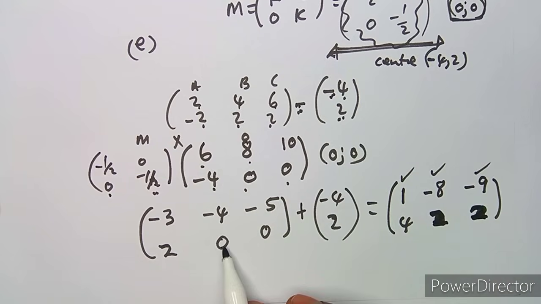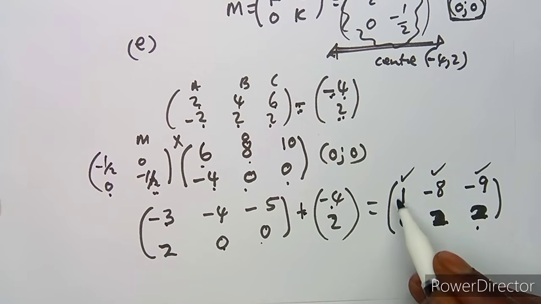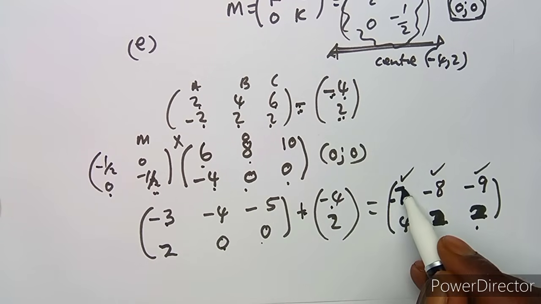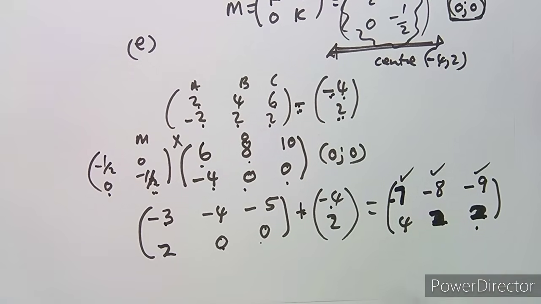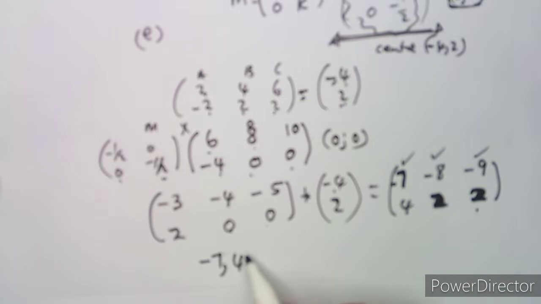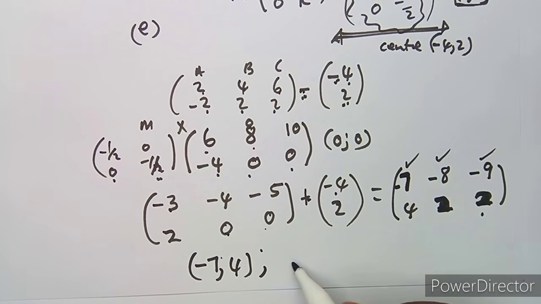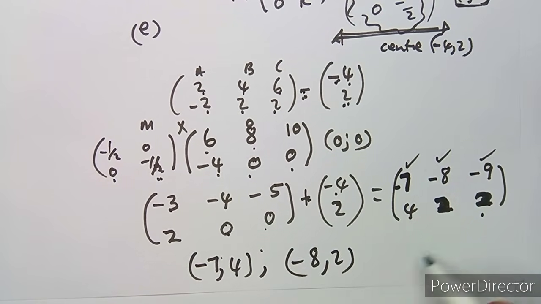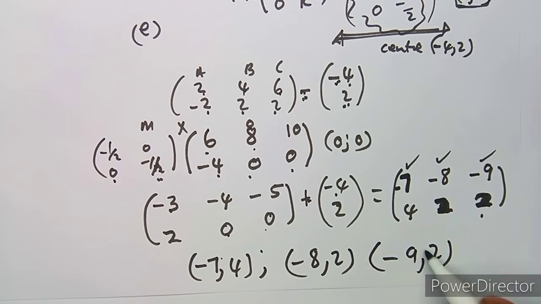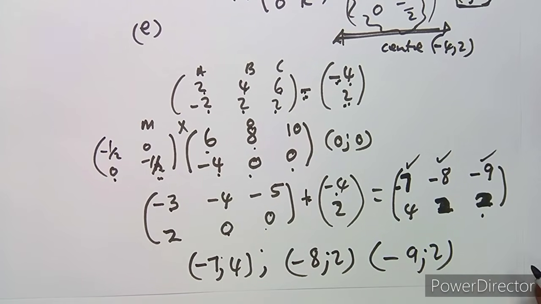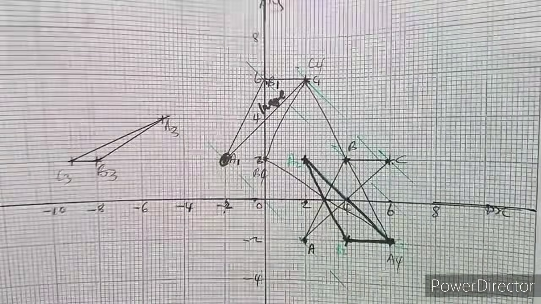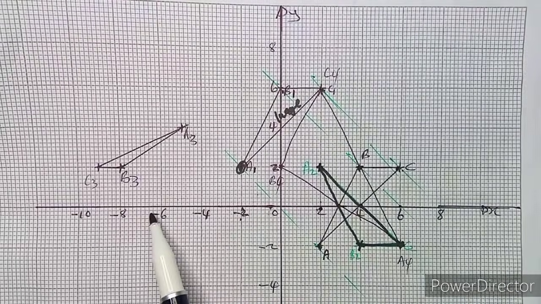All right, because we are adding here 0 plus 2, that's 2, 0 plus 2, that's 2, minus 3 plus minus 4, this is minus 7. We're just adding there. So these are the coordinates: minus 7 and 4, minus 8 and 2, minus 9 and 2. So these are the points that we are going to work with. When you have these points, all you need is to mark them, minus 7 and so on. These are the points here.